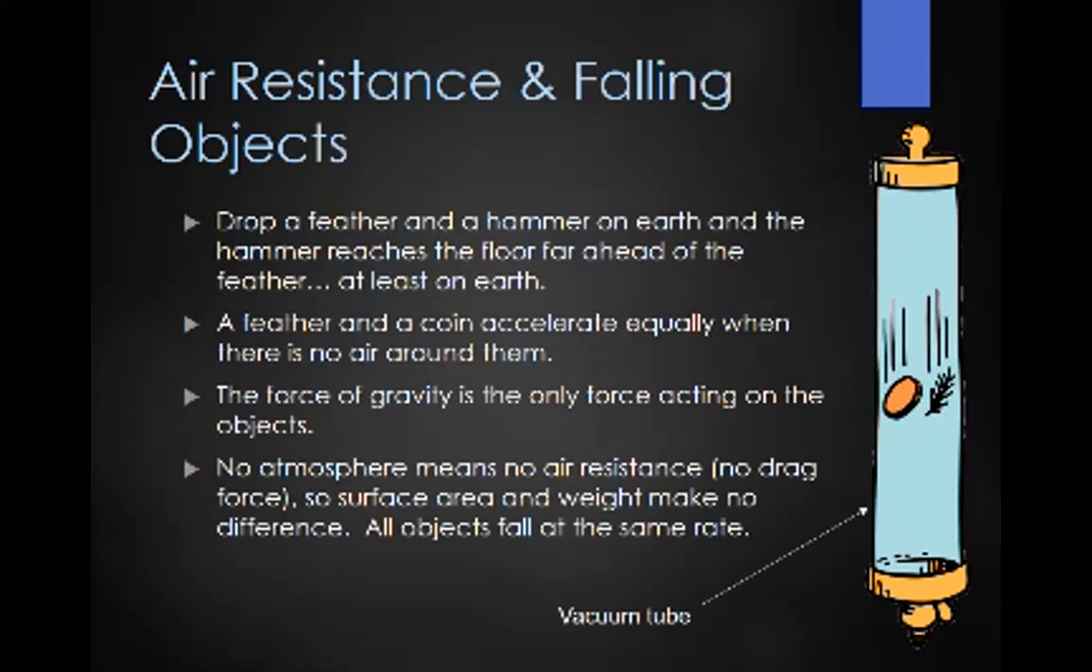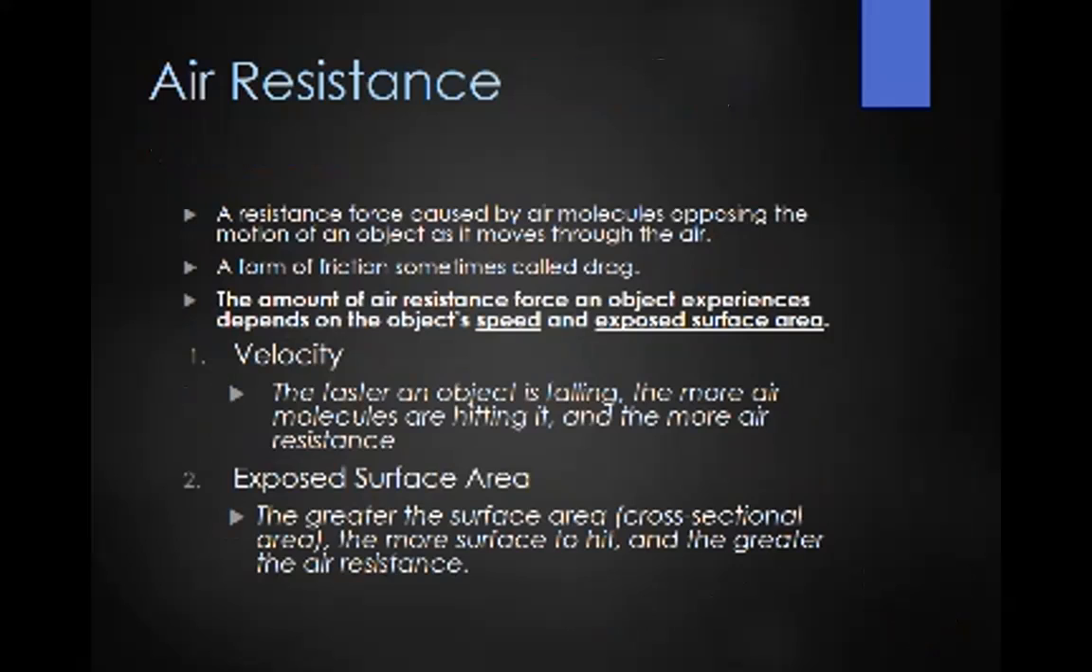The force of gravity is the only force acting on these objects. No atmosphere means no air resistance and no drag force, so surface area and weight make no difference at all. All objects fall at the same rate if we drop them in a vacuum tube. However, as you saw with the first drop, the feathers fall a lot slower than the bowling ball because of air resistance. So, what is air resistance?